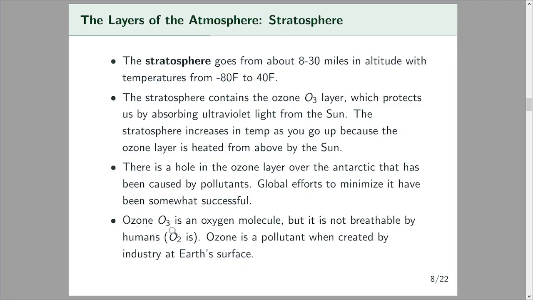Just as a side note, ozone, you might think, well, ozone is O3, that's just oxygen. Can we breathe it? No, you need O2 to breathe, not O3. O3 is not breathable, or at least we can't metabolize it.